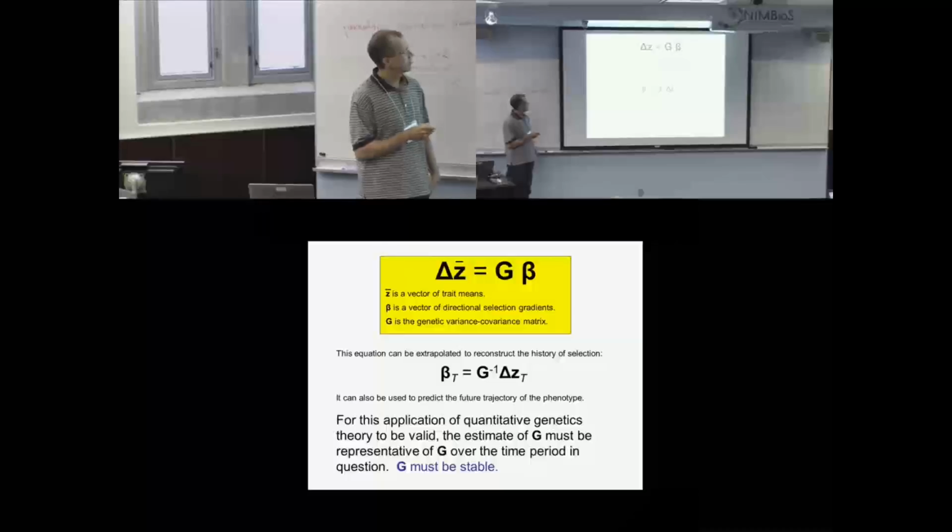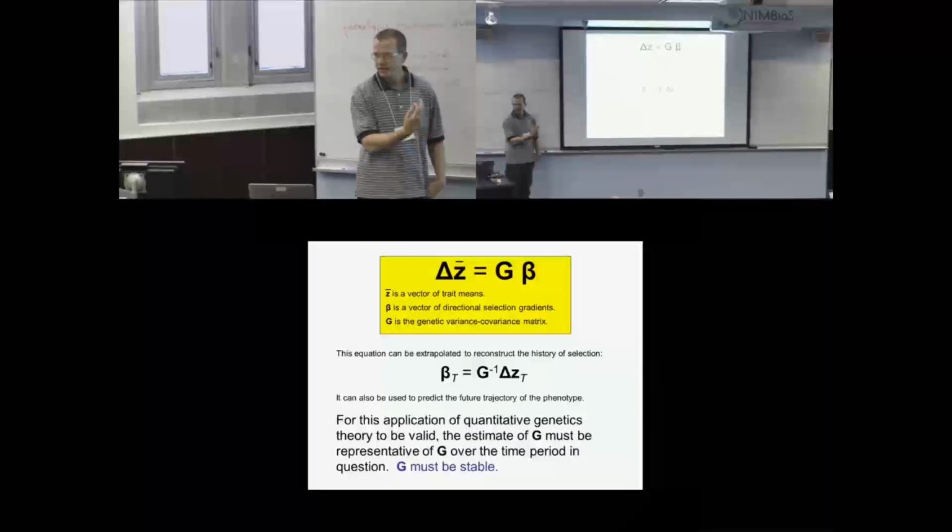You can also use this equation by rearranging it to reconstruct the history of selection, so you can calculate net selection that's happened in any system if you know the change in the phenotype over time, and you can assume that the G matrix remains relatively constant. Of course, you might also want to predict what's going to happen in the future, and you can use this response to selection equation to do that as well.